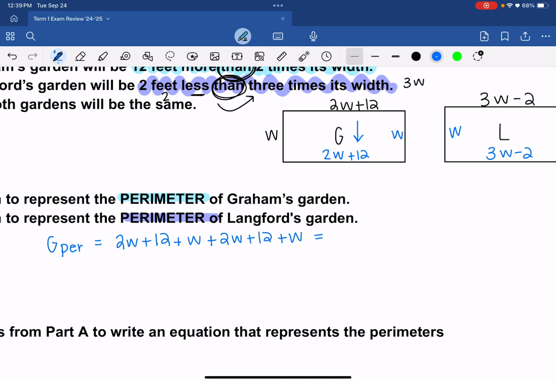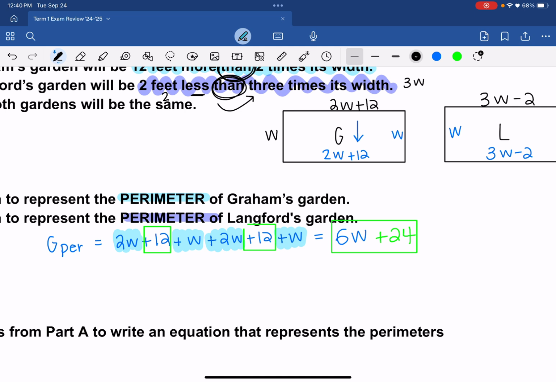Okay, well, we don't want to say it like that. That's too much going on. So we're going to combine our like terms. We have a 2W plus W, a 2W plus W. So all together we have 2, 3, 4, 5, 6 W's. And then we have 12 and another 12, so we have plus 24. So Graham's garden is 6W plus 24.